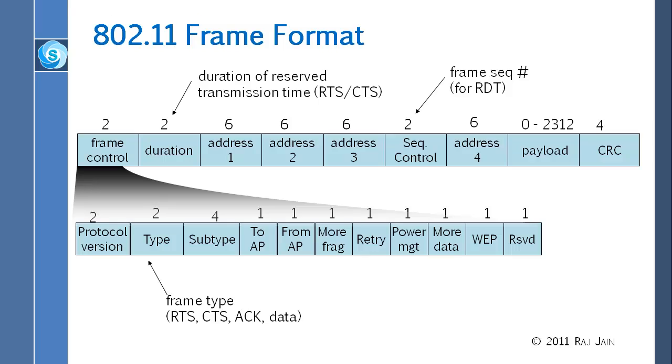There is another frame, which has a protocol version, type, subtype, to access point, from access point, more fragment, retry, power, and so on. So this is some kind of control packet, and this type could be, for example, RTS, CTS, ACK, and so on. 8 plus 4 is 12, plus 4 is 16. So this is the frame control, 16 bits, and this will indicate whether this is an RTS, CTS, whether it is going to the access point, coming from the access point, and so on.